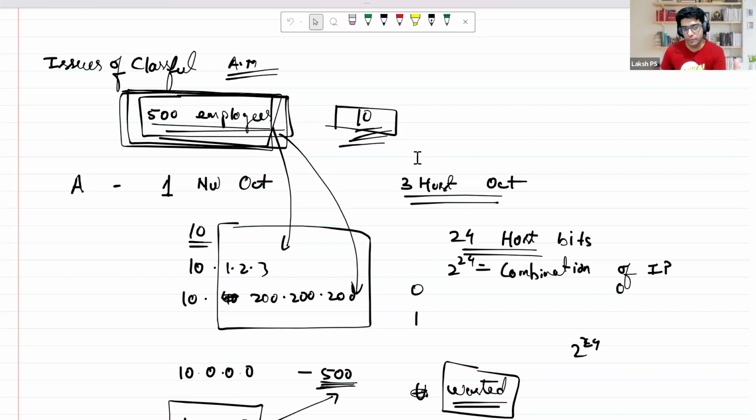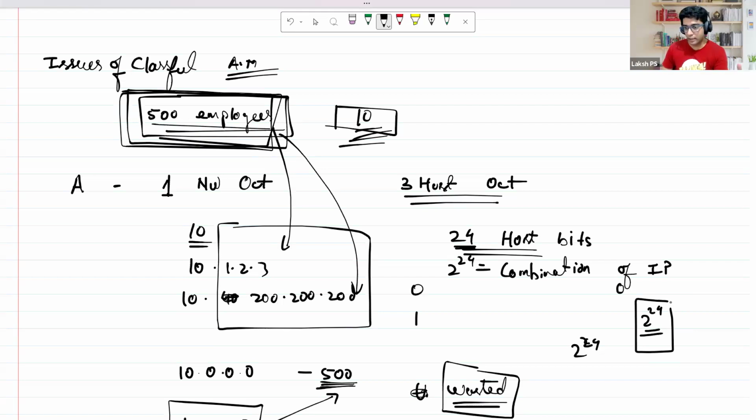So I took an example of class A where, let's say, a customer comes to the ISP and says that I need an IP address that starts with 10, and I need only 500 IP addresses. So he will assign a class A IP address with an address mask of 255.0.0.0. In a class A IP address, there are 24 host bits, so the IP addresses he can have is around 2 power 24. Now he needs only 500 IP addresses, but 2 power 24 is around crores. So what about the other IP addresses that are basically wasted?